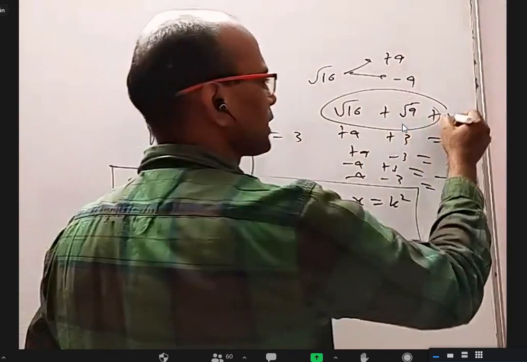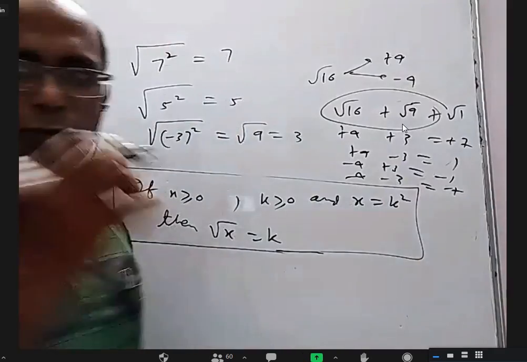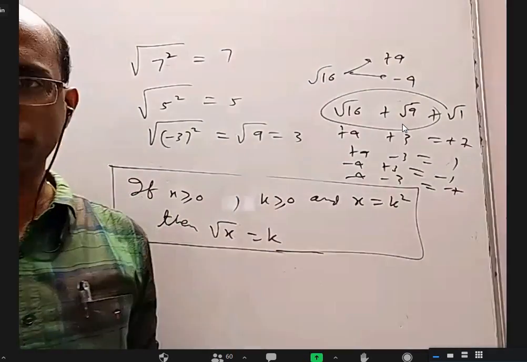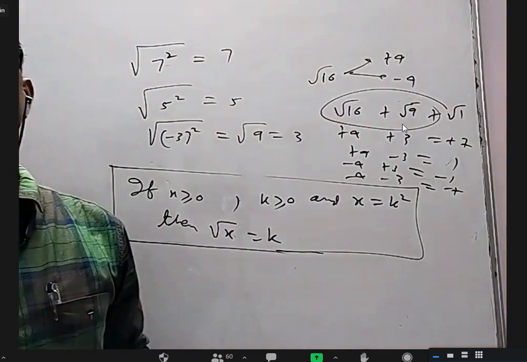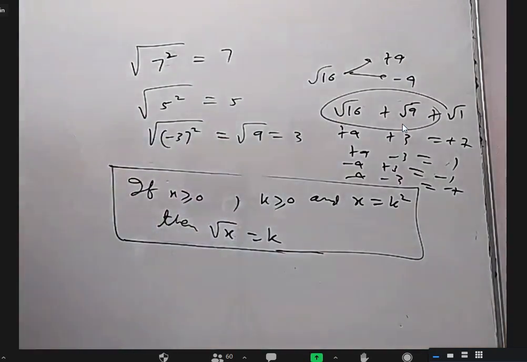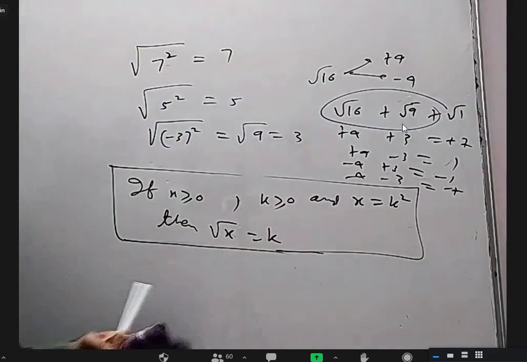And if I add, let us say, root 1, I am going to get 8 answers, because root 1 can be plus 1 or minus 1, right? So to avoid confusion like this, we decided that we will take the root of something only as a positive number. This is the definition.